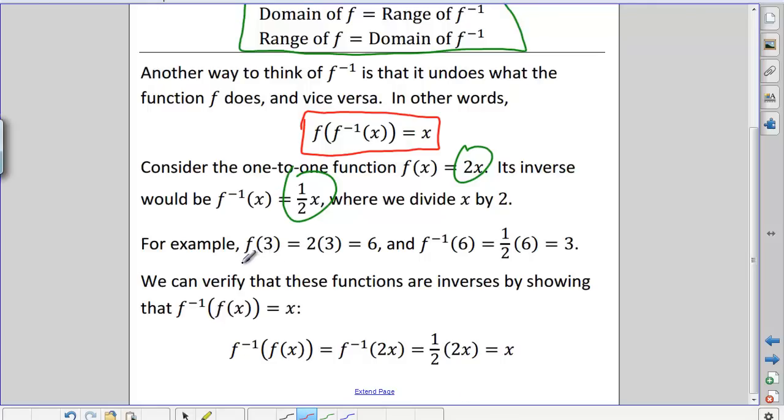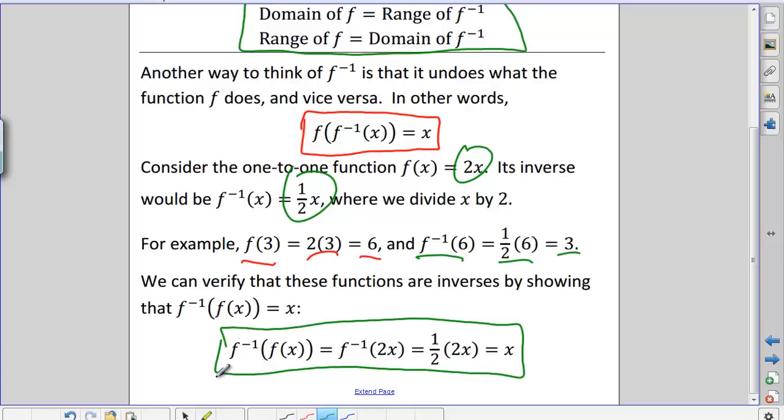So as an example, f of 3, remember f of x is multiplying by 2, so that's 2 times 3, which is 6. If we then take that 6 and do the inverse function, we cut it in half, we're back where we started at 3. And so we can do this sort of thing right here to show that those are inverses. You do the composition f inverse of f, and those just cancel each other out, and you're left with x. It's the exact same thing we did in that last section.